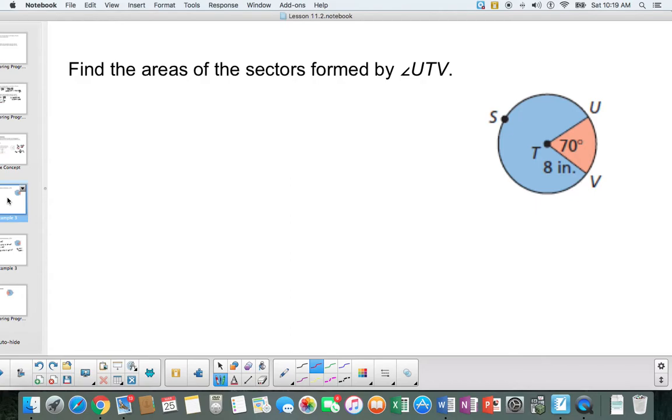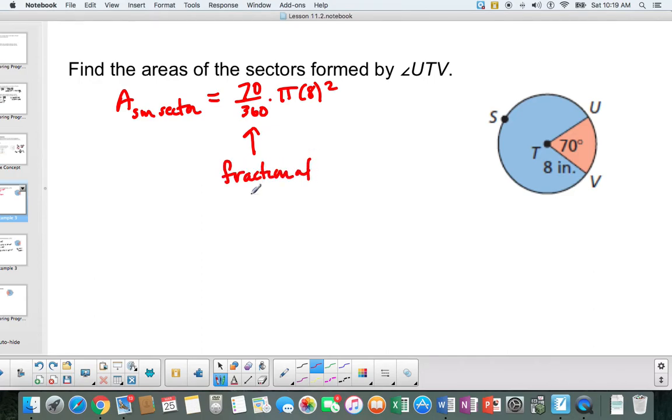All right, let's take a look at this problem. I want to find the area of the sector formed by this angle. So there's 2 areas. There's a small sector and there's a large sector. So on the small sector, if we go back to what we were doing at the beginning, I just want 70 out of the 360 times pi r squared. So this is the fractional amount. How much of the circle do I want? And then times the whole circle.